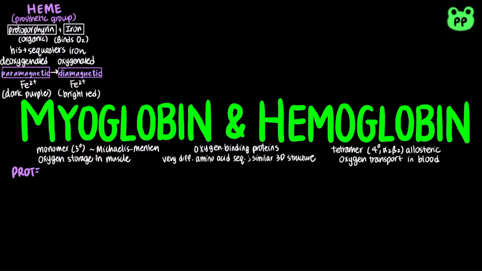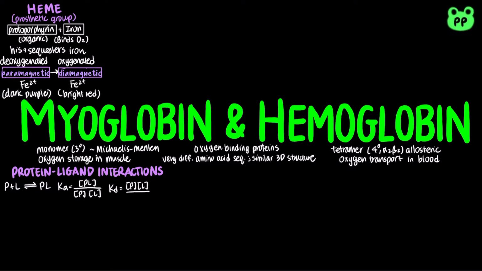The interaction between hemoglobin or myoglobin and oxygen can be described quantitatively as protein-ligand interactions. The binding of protein, abbreviated as P, to ligand, abbreviated as L, results in protein-ligand complex, abbreviated as PL. The association constant Ka is defined as the concentration of PL over the concentration of P times the concentration of L. It is more common to consider the dissociation constant Kd, which is the reciprocal of Ka.